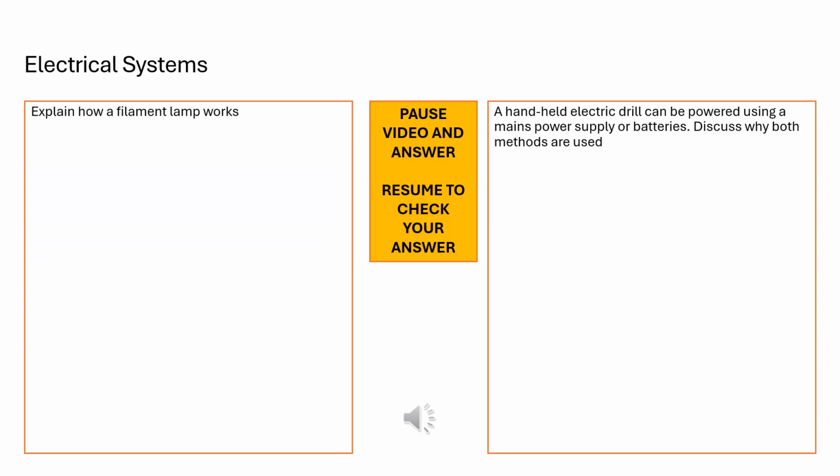So at this point again, we have two questions for you. One is explain how a filament lamp works, and the other is a handheld electric drill can be powered using main supplies or batteries. Discuss why both methods might be used. So that might be a discussion-based question you could get in an exam, and you need to be prepared. So pause the video at this point, write down your answer, and check how you got on.